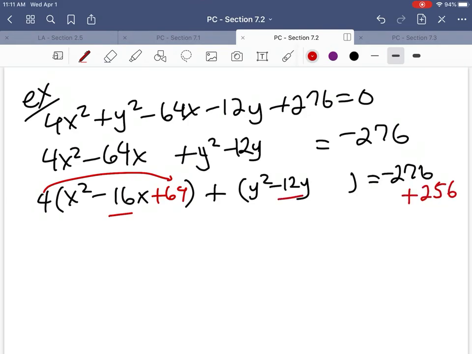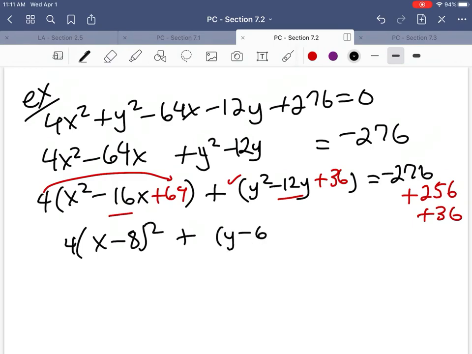Over here, half of 12 is 6. 6 squared is 36, so add 36. That one doesn't have a number out front, so I'm just adding 36. All right, so let's tally everything up and clean this up. I got 4 times x minus 8 squared, then y minus 6 squared equals, and if you add all those things up, you get 16.